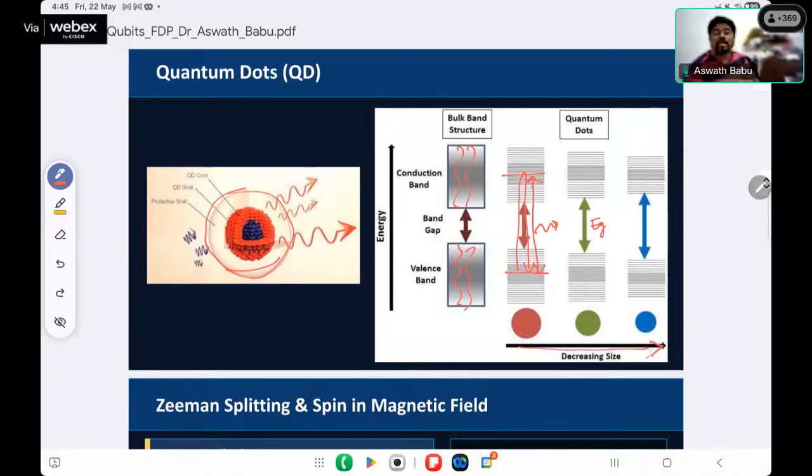I'm sorry, decreasing in size means a lot of energy is required to excite them, which corresponds to blue light. So the light energy is increased. So electrons in the quantum dots excite to a very high level and then de-excite, and they emit this blue light. So the question is how they change their state.